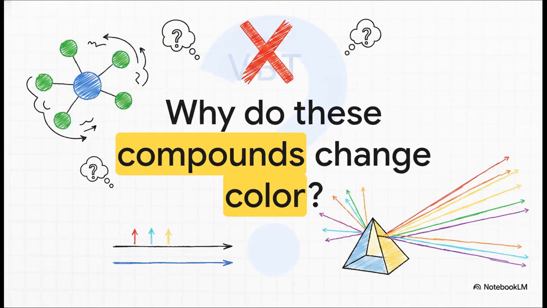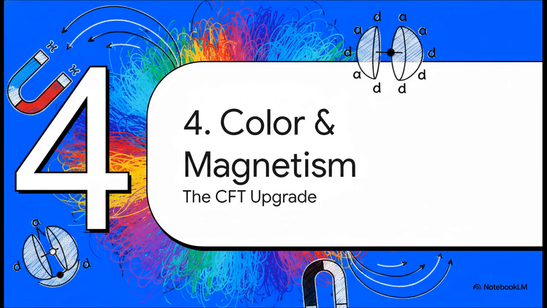But here is where we kind of hit a brick wall. VBT is fantastic for drawing shapes, but it has some glaring limitations. It completely fails to explain magnetic properties accurately. And worse, it leaves us staring at a massive, unanswered question: why do these coordination compounds exhibit such vivid, brilliant colors? VBT has absolutely zero answers for energy levels. So to solve this, we really need a theoretical upgrade. Which brings us to Section 4, Color and Magnetic Properties, the CFT upgrade.